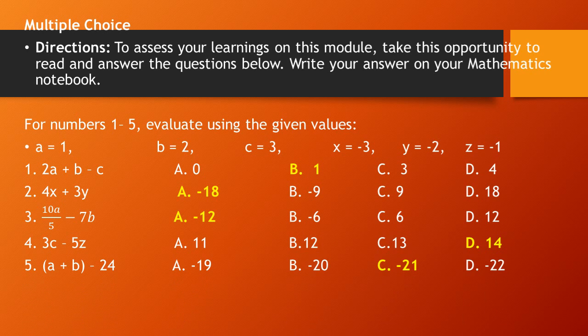Number 5, the quantity of A plus B minus 24. So A is 1 and B is 2. So 1 plus 2 is 3, minus 24 is negative 21. So the answer is letter C.